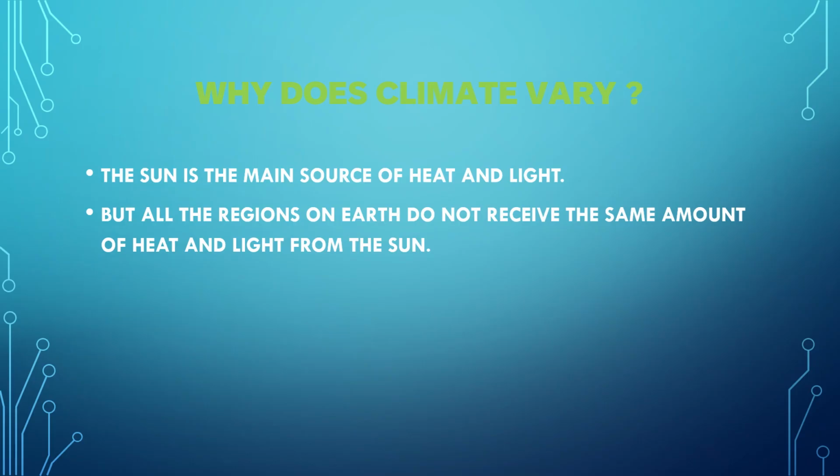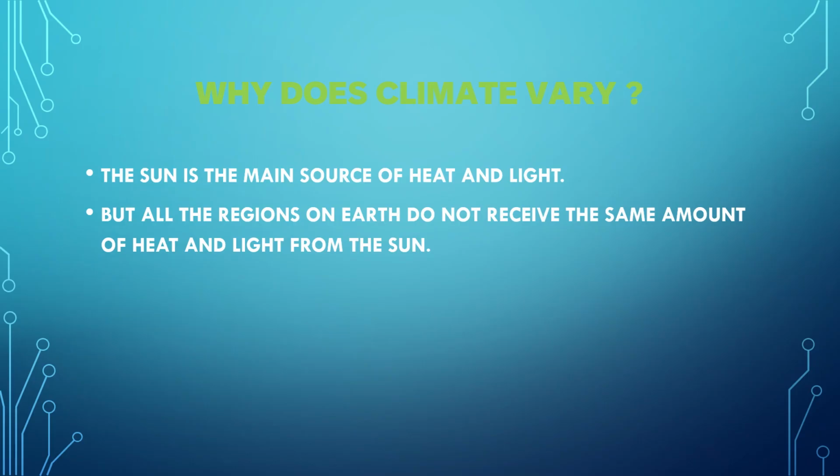Whenever you see the earth, the middle of the earth, which is the equator, receives direct rays from the sun, and it is very hot throughout the year over there. But the places near the poles receive very little sunlight because they receive slanting rays, which are not very hot. This shows that a place's distance from the equator affects the climate.